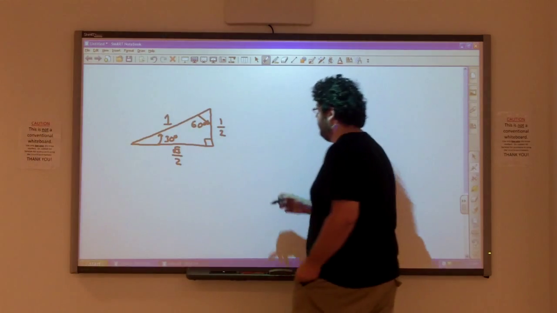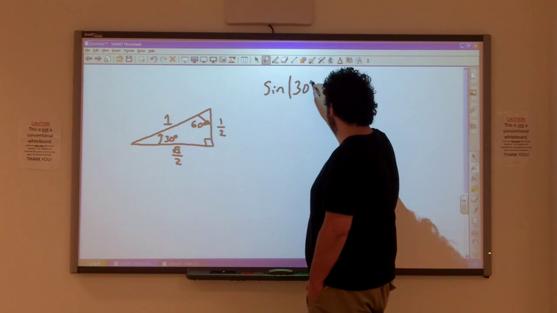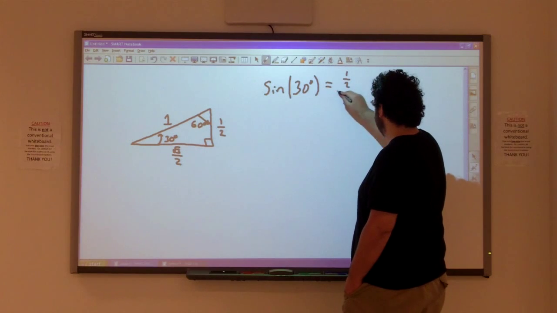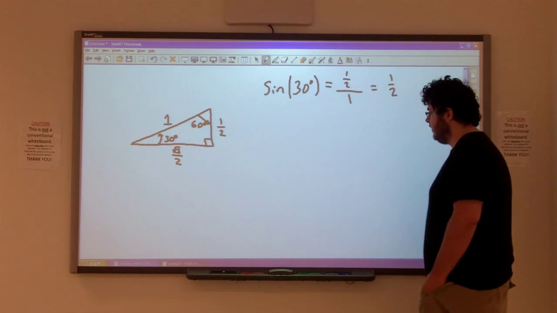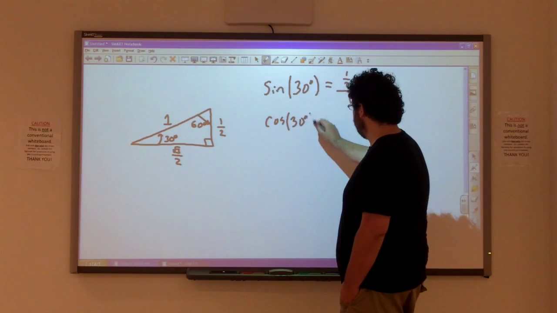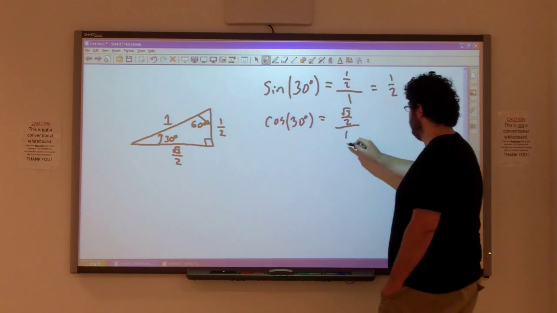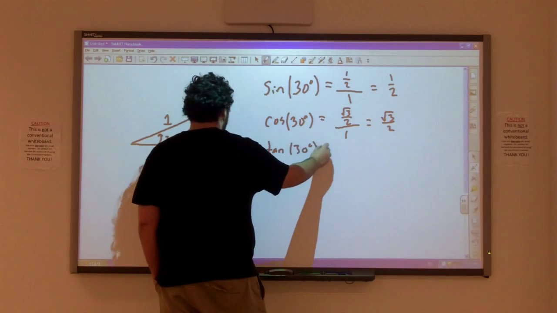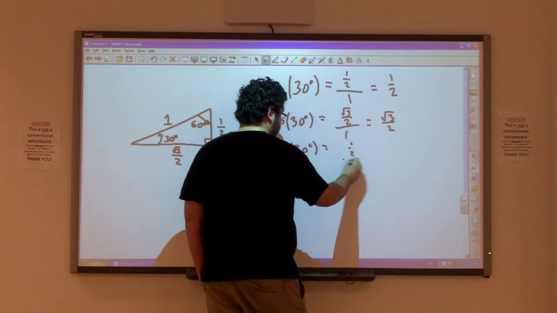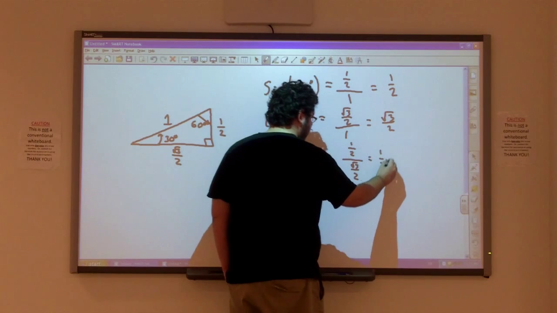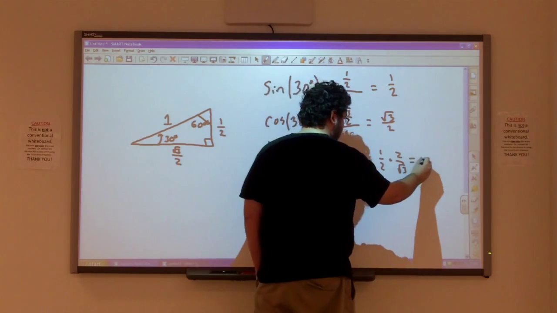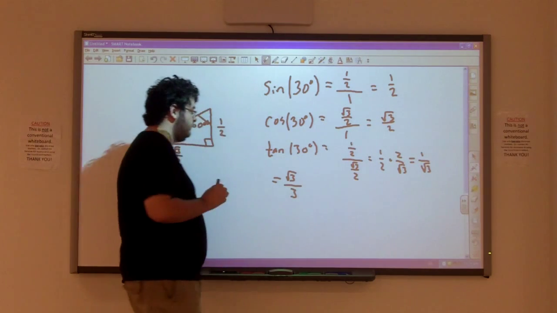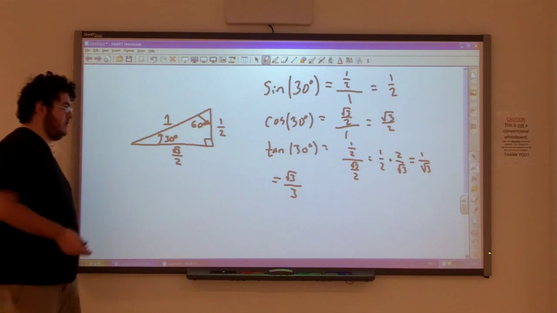So let's do that. So let's start with the 30-degree angle. Sine of 30 degrees is going to be the opposite over the hypotenuse. Cosine of 30 degrees is going to be square root of 3 over 2 over 1, which is square root of 3 over 2. And the tangent is going to be 1/2 over square root of 3 over 2, which is 1/2 times 2 over square root of 3, which is 1 over the square root of 3. But we still need to rationalize it, so we get square root of 3 over 3. Okay, so that's the sine, cosine, and tangent of 30 degrees.